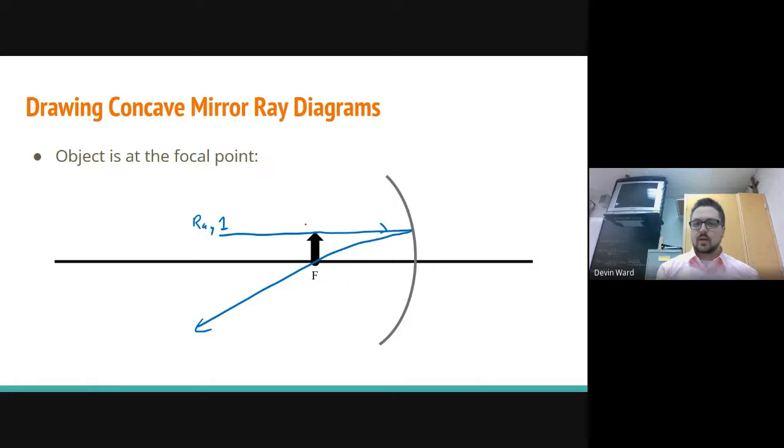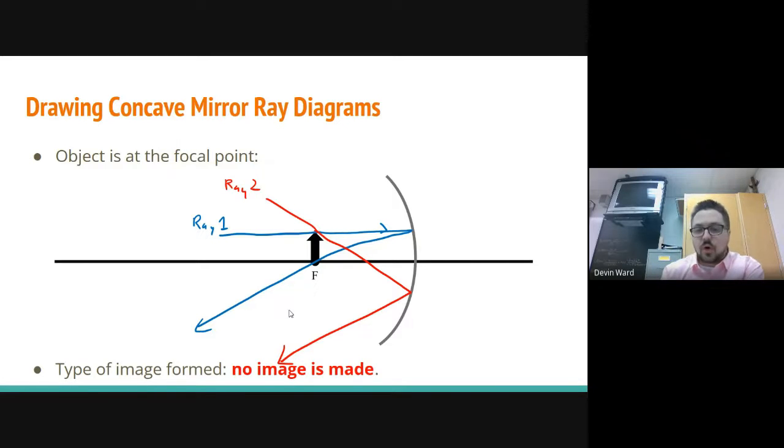So anywhere you try to have it bounce, it's just going to reflect away. Sorry, they come off parallel. That's not a good image. It's actually going to hit and just bounce off parallel to this line. Okay, so these two are parallel. Ray 2, so they're never actually going to touch each other when the object is at the focal point. So therefore, no image is made.